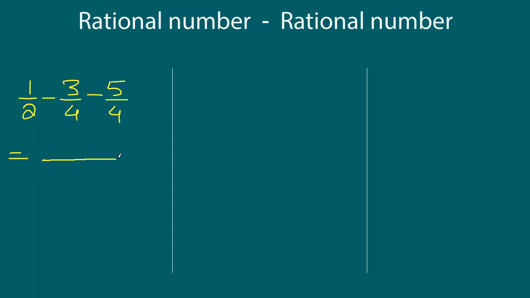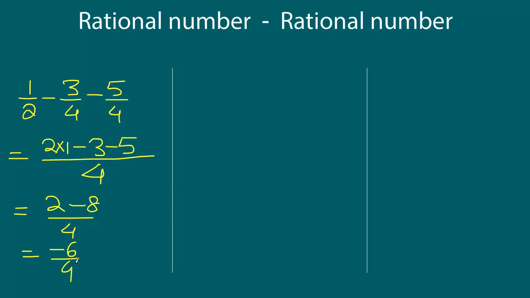The LCM will be 4. This will be 2 times 1 or 1 times 2 minus 3 minus 5, or simply this will be 2 minus 8 by 4, or we will have minus 6 over 4. We can leave it like this, or we can actually cancel out. 2 is a common factor, so we can say minus 3 over 2. So we see that in this case as well we are getting a rational number at the end.